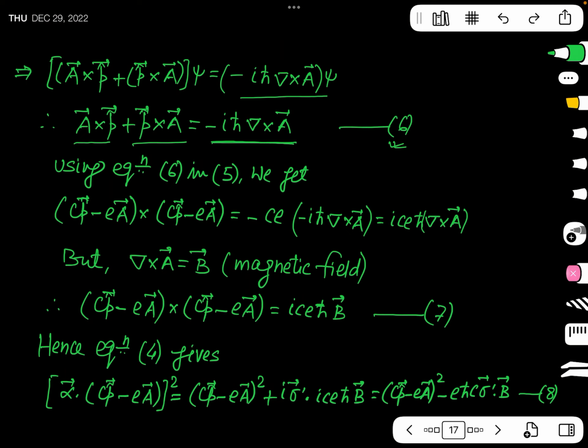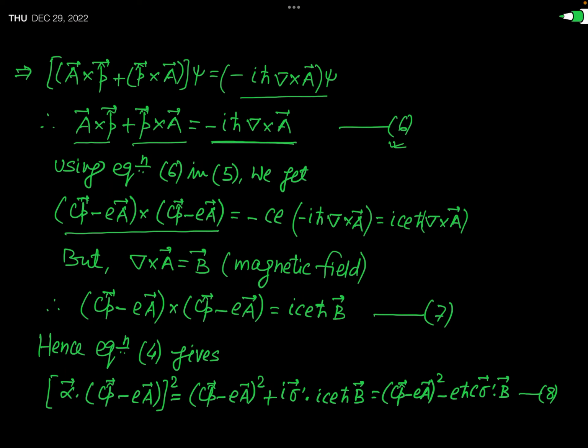Okay. See, this is LHS of equation 5, Cp minus Ea cross Cp minus Ea, and that was equal to minus Ce times this much, but this much is equal to minus i h bar del cross A. So instead of this I have substituted here minus i h bar del cross A. Okay. Now this minus minus will become plus, and this can be written as i Ce h bar del cross A. Okay.